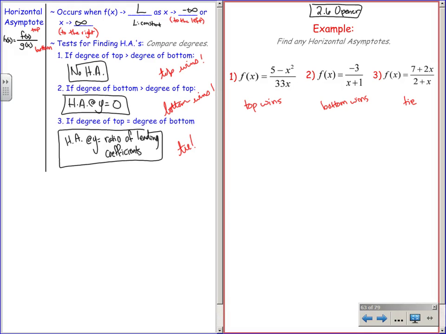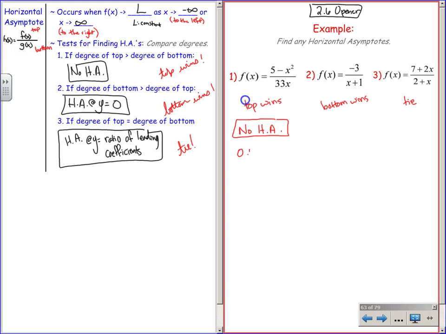As soon as you see top wins, if some of you want to understand why, we could do long division, and when we divide, it would be nasty, but we would get a polynomial out. When we divide the top by the bottom, we'd actually get a linear function, a polynomial out. And polynomials go to infinities, whether it's this way or this way or this way or this way. They're not bound to a horizontal asymptote. So whenever the top wins, there will never be a horizontal asymptote. None.